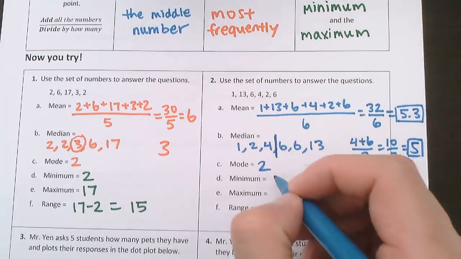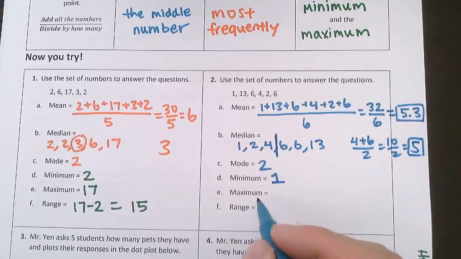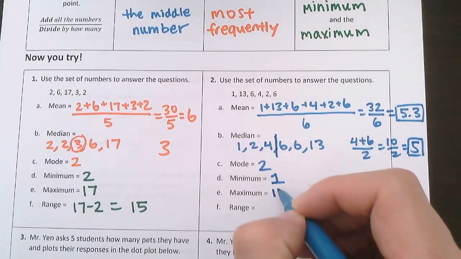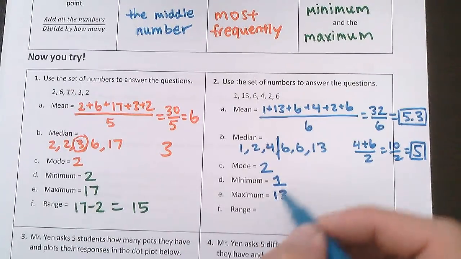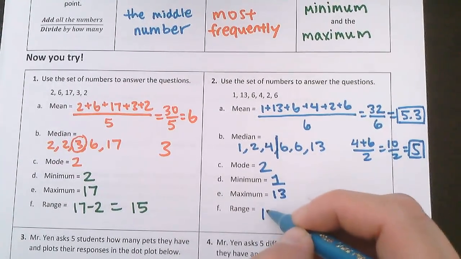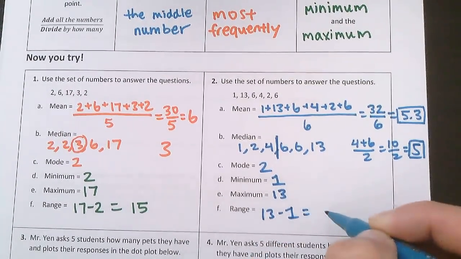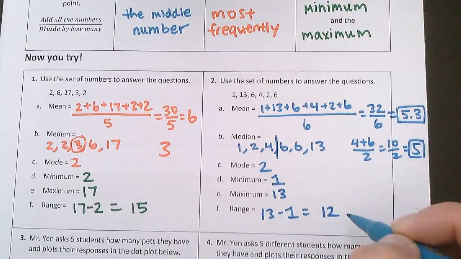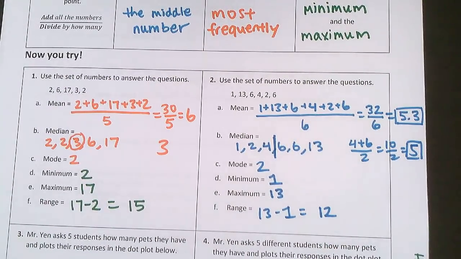The minimum is the lowest number, which is 1. The maximum is the highest number, which is 13. And the range is the distance between the minimum and the maximum. So 13 minus 1 is going to be 12. If you got all of these on your own, 5 gold stars for you.